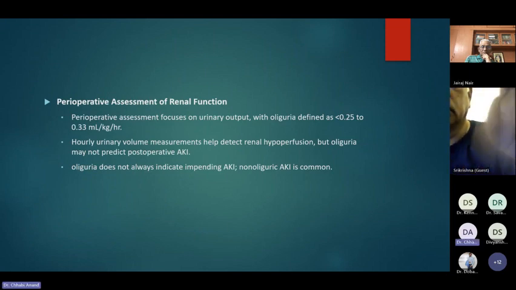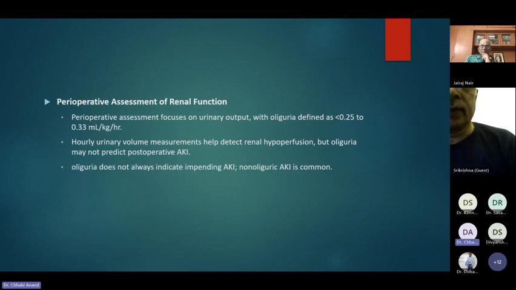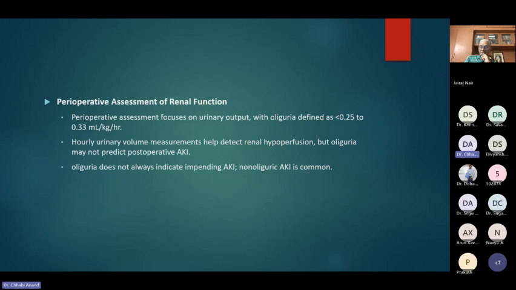Perioperative assessment of renal function. Perioperative assessment focuses on urinary output, with oliguria defined as less than 0.25 to 0.33 ml per kg per hour. Hourly urine output volume measurement helps detect renal hypoperfusion, but oliguria may not predict postoperative AKI. Oliguria does not always indicate impending AKI. Non-oliguric AKI is more common.